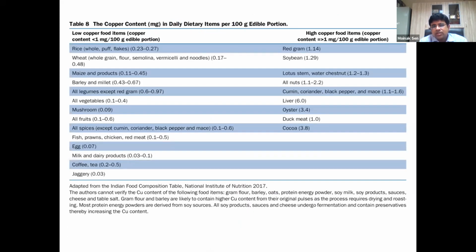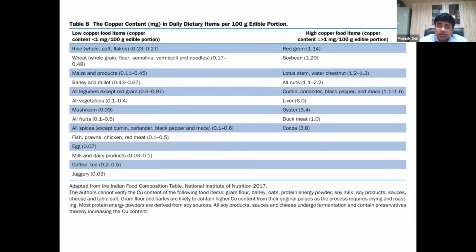So this is a collection of all the high copper items and the low copper items from the Indian National Institute of Nutrition table. As you can see, the red gram and the soya bean are possibly the only ones that contain very high copper in the edible item. The rest of them are eaten in very minute quantities. Your spices are eaten in such small quantities that they really do not cause much of a copper burden.